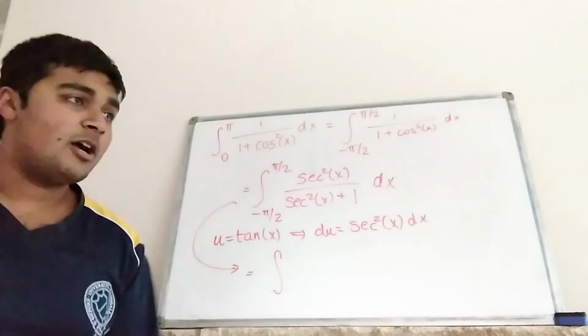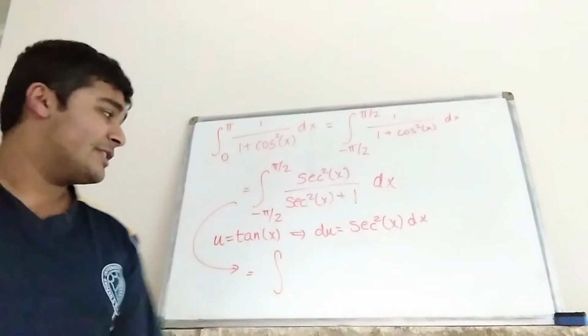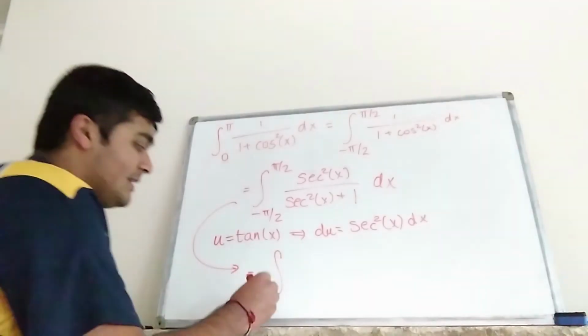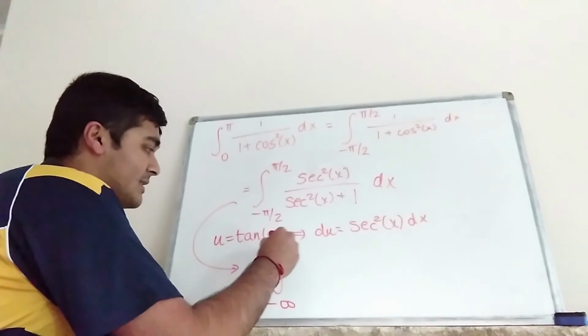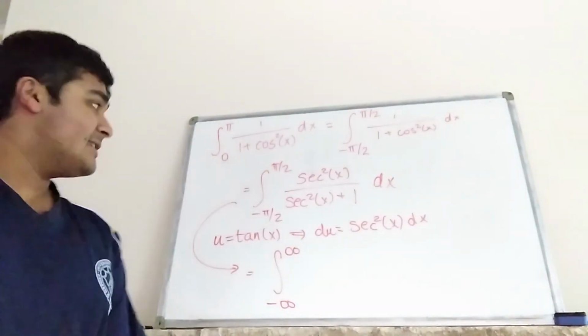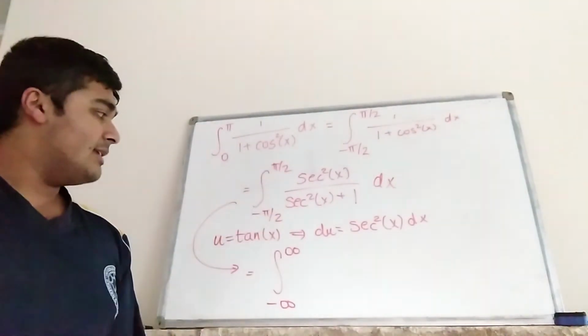So when x is minus pi over 2, or just a little bit bigger than minus pi over 2, u is equal to tan of minus pi over 2, which is negative infinity. And our numerator becomes, the top limit becomes infinity. When x approaches pi over 2 from underneath, u approaches infinity.